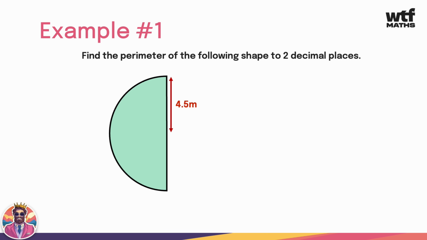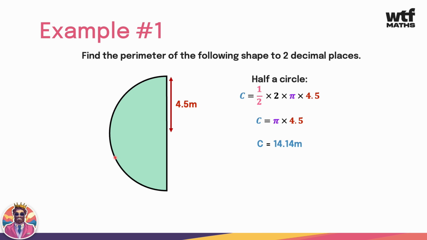Here's an example. Find the perimeter of the following shape to 2 decimal places. So we have half a circle this time, okay? So we're going to be dealing with half the normal circumference. So I'm going to find my normal circumference, 2 times pi times 4.5, but we're only going to find half of that because it's half a circle. So half times 2 is 1, so we're just going to find pi times 4.5, which is 14.14 meters. So the circumference, the outside of this curvy bit just along the outside here, is 14.14.